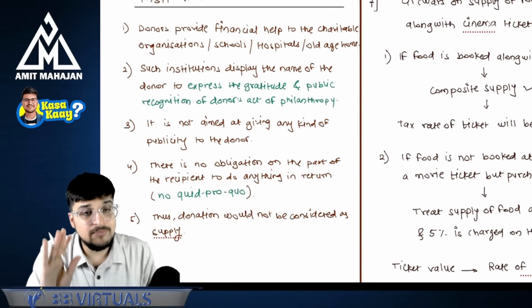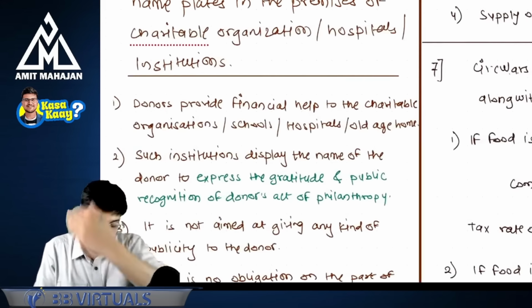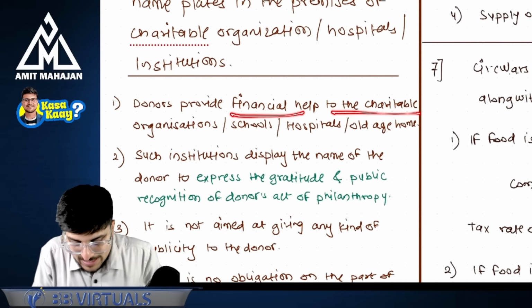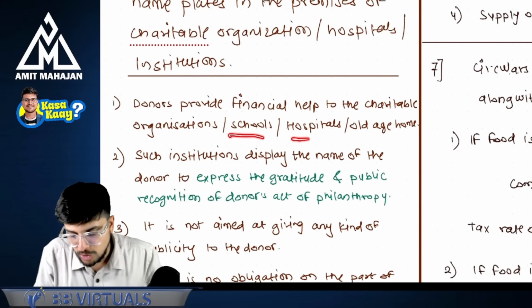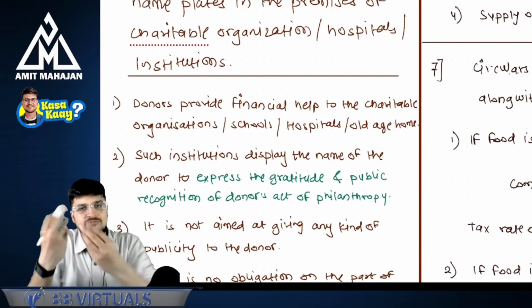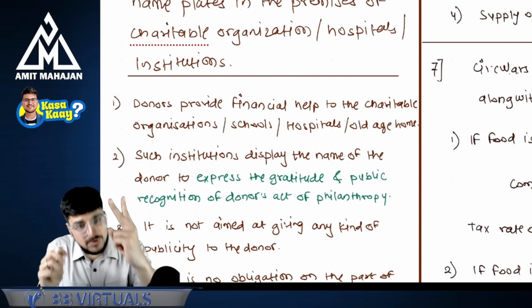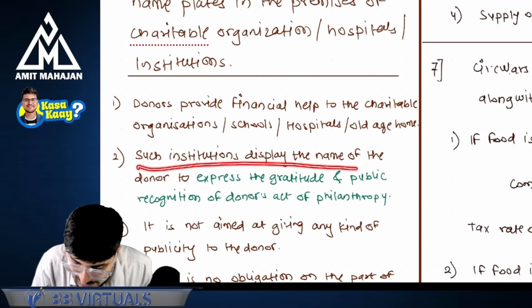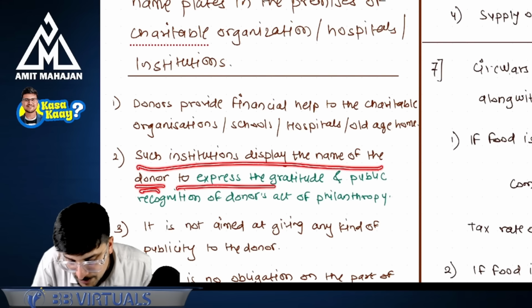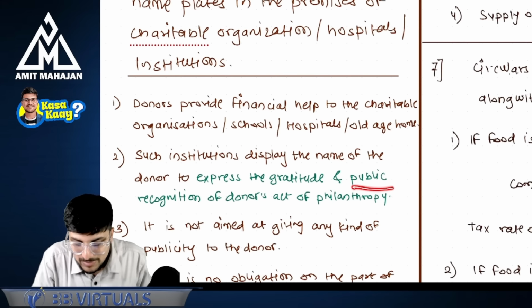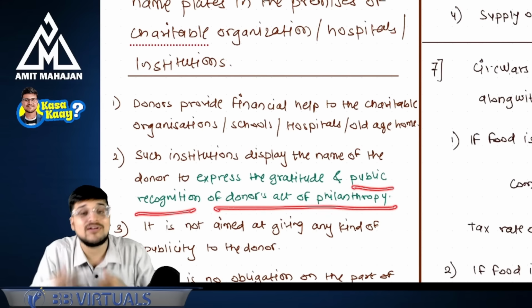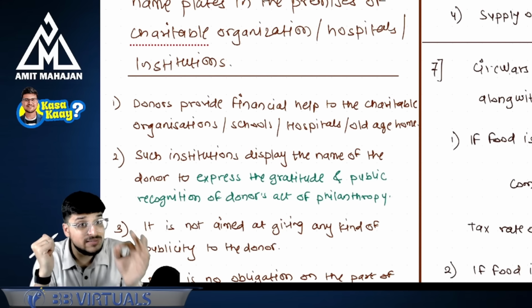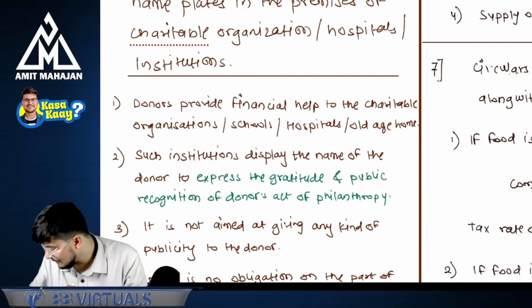And this is very simple. I will make you remember this. Number one, donors provide financial help to the charitable organizations, schools, hospitals, and old age homes. Okay, we provide financial help. Number two, such institutions display the name of the donor to express the gratitude and public recognition of donors' act of philanthropy. You have to remember this.